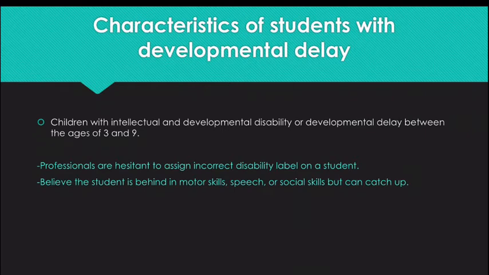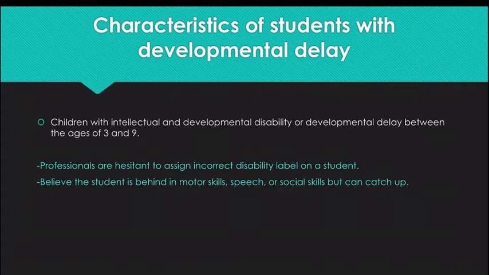Characteristics of students with developmental delay. So, this is when children have intellectual and developmental disabilities or developmental delay between the ages of 3 and 9. So, what is intellectual and developmental disability? This could be speech, this could be hearing, this could be reading. It's pretty much just any form of delay in development, walking, talking.